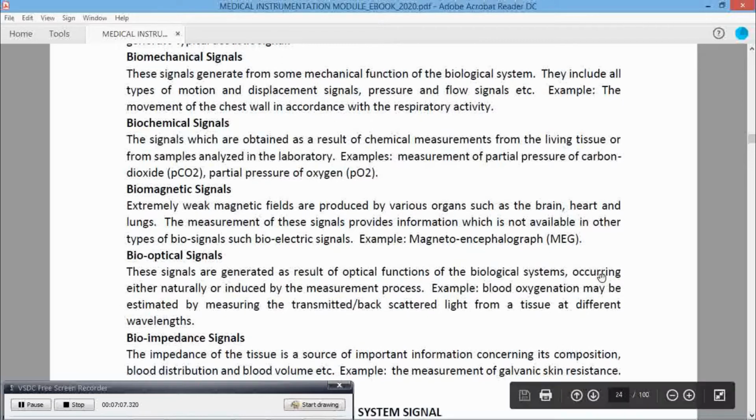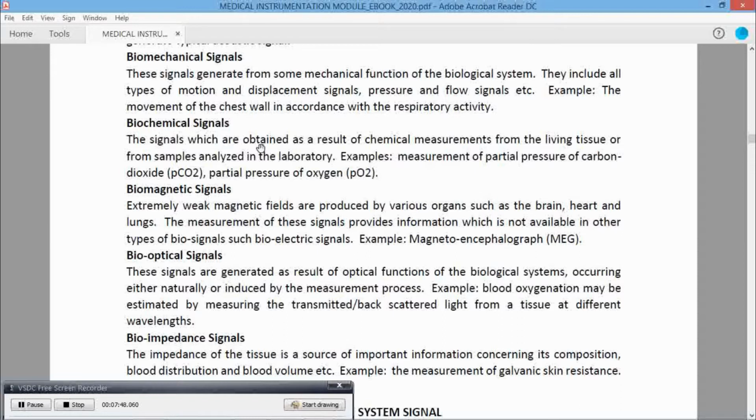Biomechanical signals. From the name we already know they are mechanical types of signals, right? These signals are generated from some mechanical function of the biological system, and include types of motion, displacement signals, pressure and flow signals. So what's the example? The movement of the chest wall in accordance with respiratory activity. So how our lungs expand, how the measurement, the reading of the displacement is done.